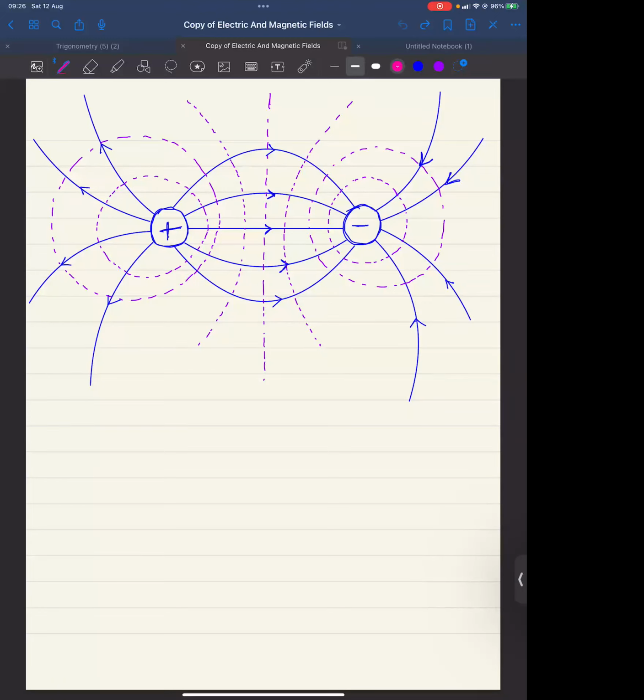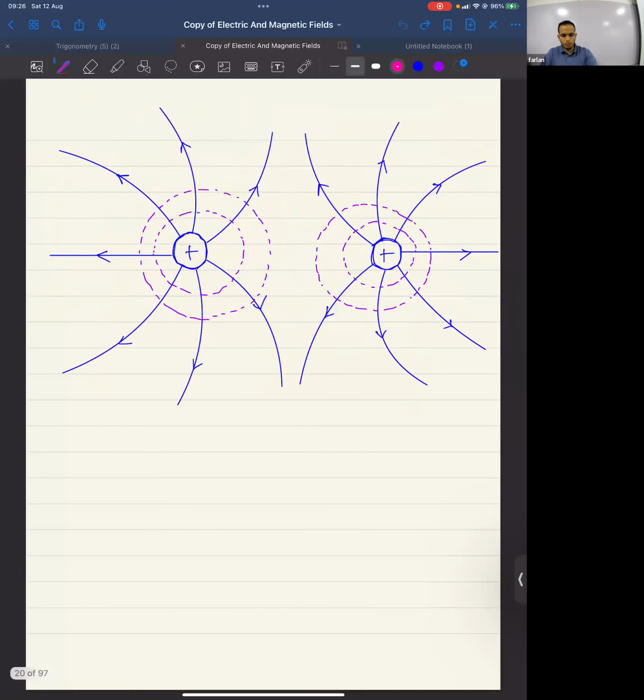I run with the field lines. Don't draw the potential line, only the field lines. That is, one is positive, the other one is negative. Okay. Right, guys, what if both are positive?